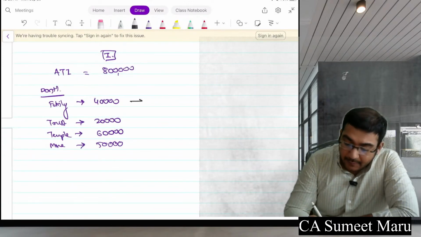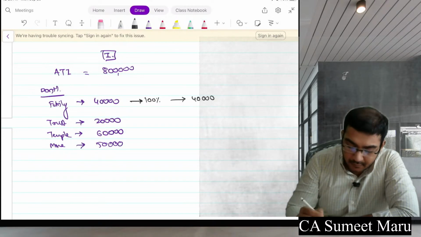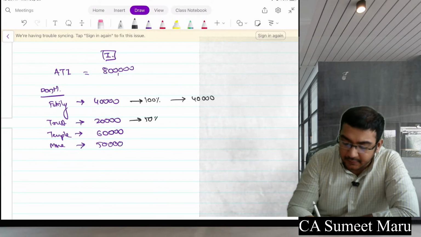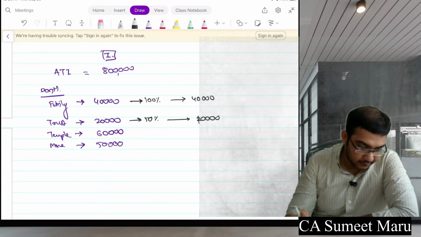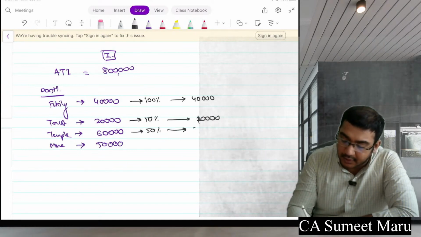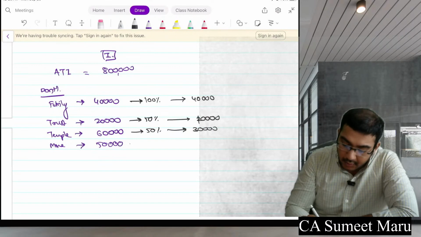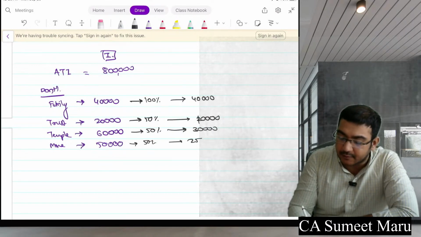So see, family planning is 100%. You will get 40,000. Trust is 50%. You will get 10,000. Temple is 50%. You will get 30,000. Minority committee is 50%. You will get 25,000.